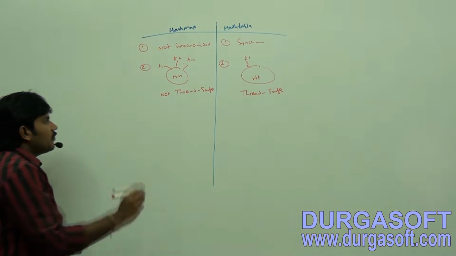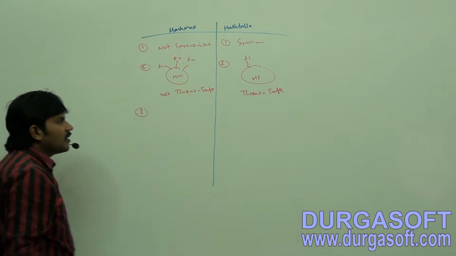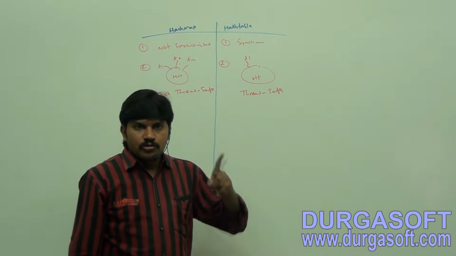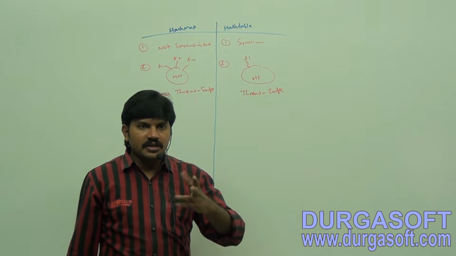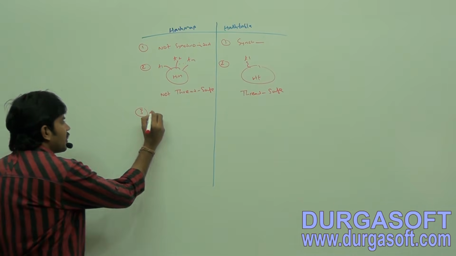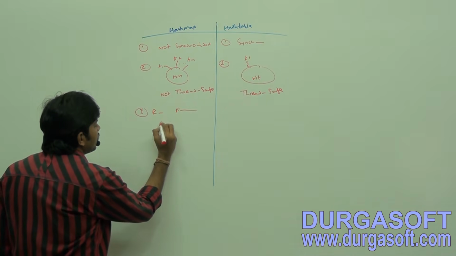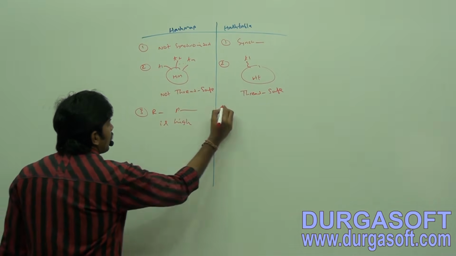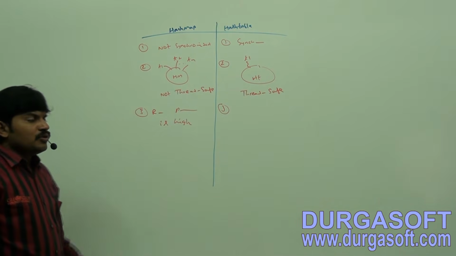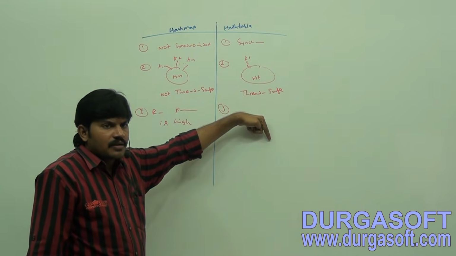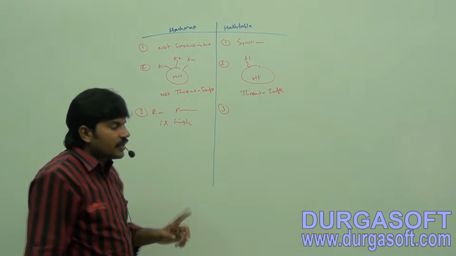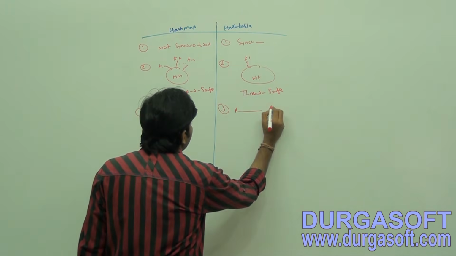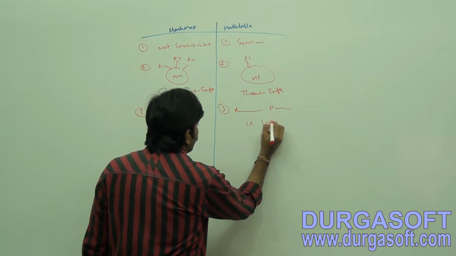Third one: to operate on a HashMap object, threads are not required to wait. Waiting time is not there for the thread. That's why relatively performance is high. But to operate on a Hashtable, threads are required to wait, because at a time only one thread can operate. That's why relatively performance is low.